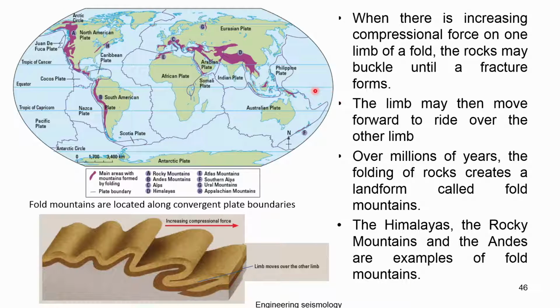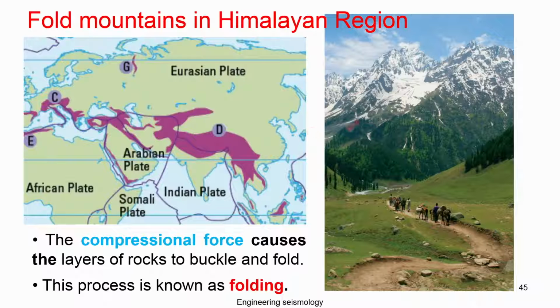It depends upon the breaking; the size of the earthquake will keep changing. The limb may be moved forward, ride over the other limb. So, over a million years the folding of rock creates a landform called a fold mountain. These are all fold mountains which we have seen here also, where you can see this is one formation, one formation, one formation.